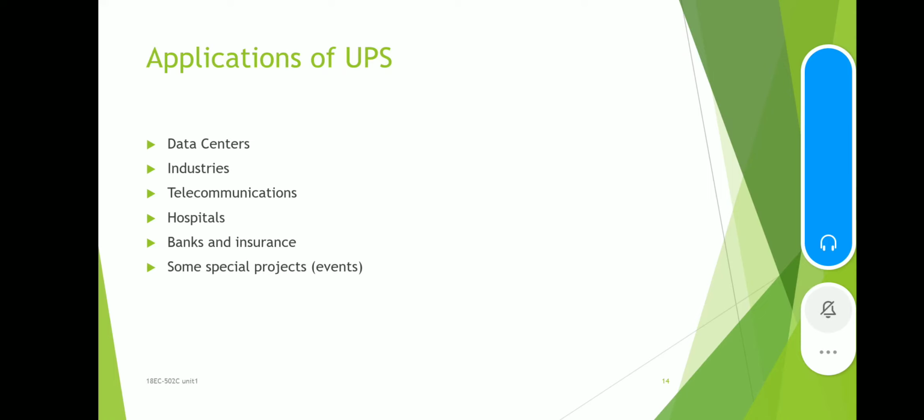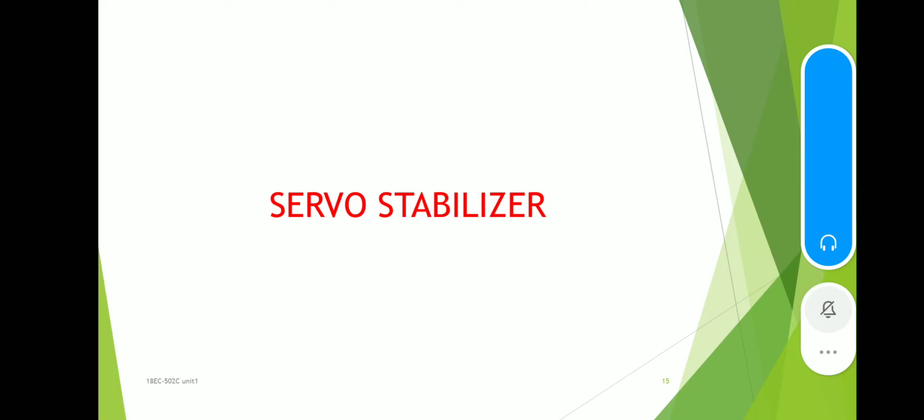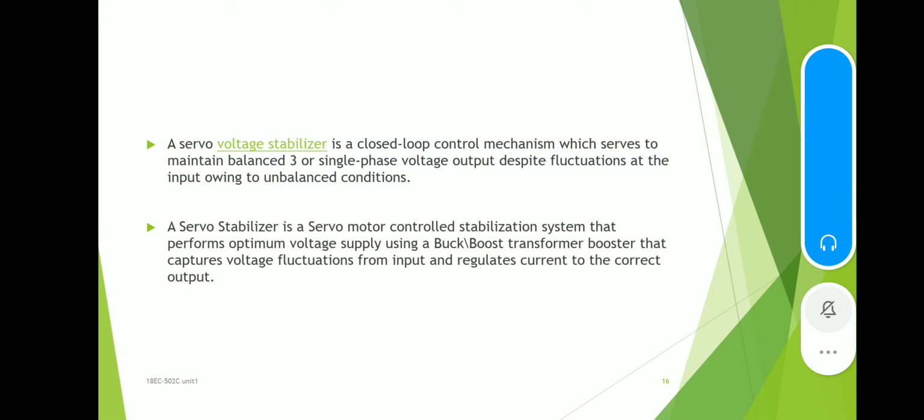Next one is the servo stabilizer. We know the voltage regulator provides a constant output, though there are variations in the input supply or at the load. What is a servo stabilizer? It is a closed loop system which serves to maintain a balanced three or single phase output voltage despite fluctuations at the input. The servo stabilizer also provides a constant output though there are variations in the input.